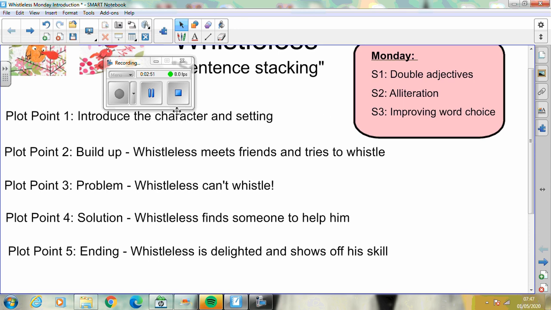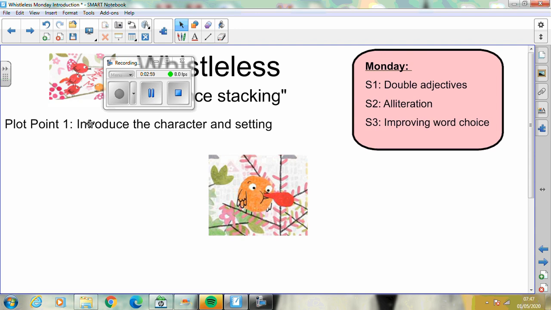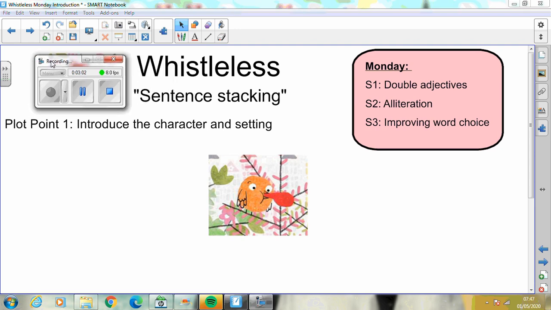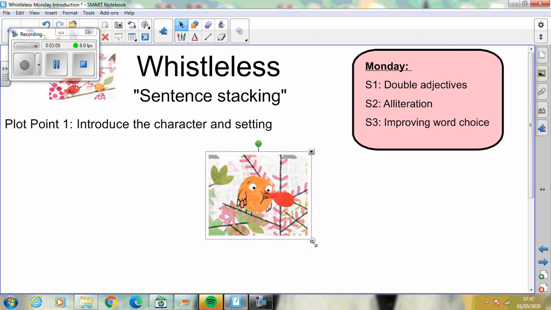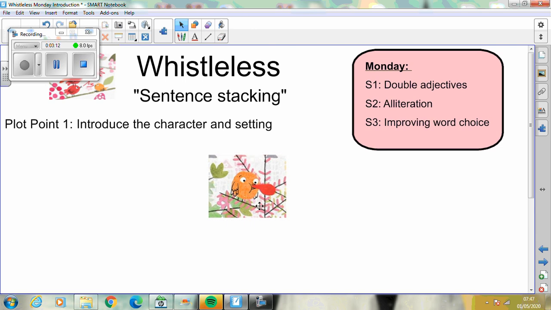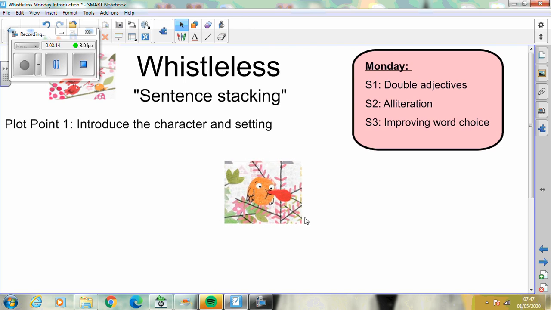So the start of the story, plot point one, we're going to introduce the character and the setting. The technique I'm going to show you is called sentence stacking. And what that means is I'm going to guide you through various different sentence types, and we're going to stack them one upon the other each day, so that by the end of the week we have a sequence of sentences that all develop into the story.